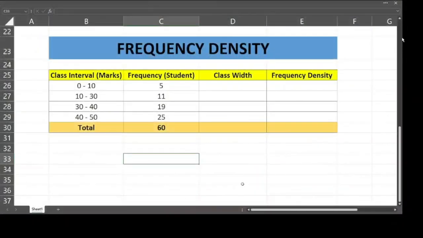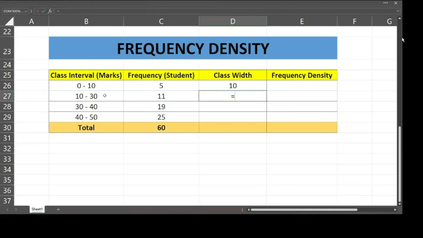Frequency density is mainly used when class intervals have different widths, especially while drawing histograms. Before calculating the frequency density, you need to calculate the class width. For this class interval, the class width is calculated as the upper limit minus the lower limit.